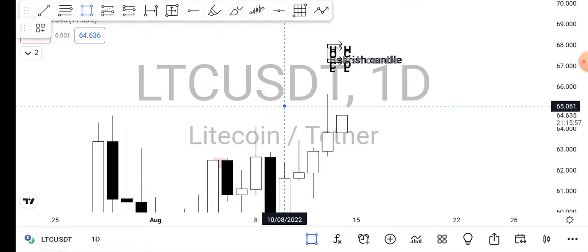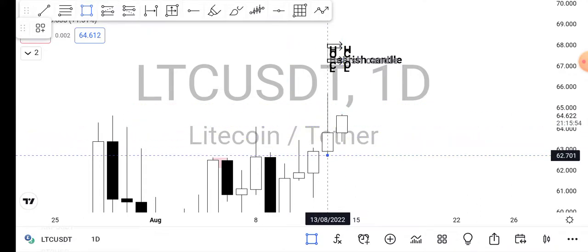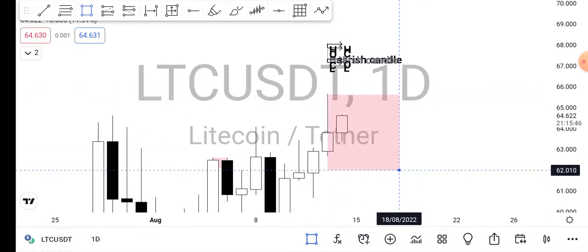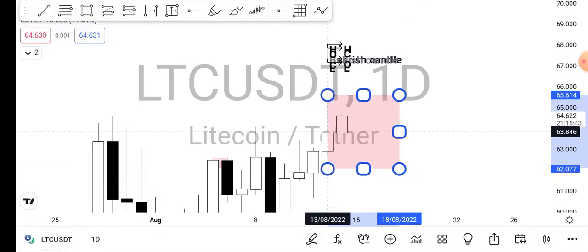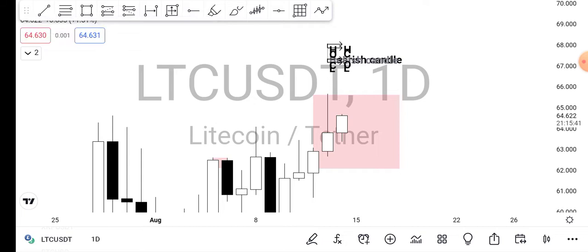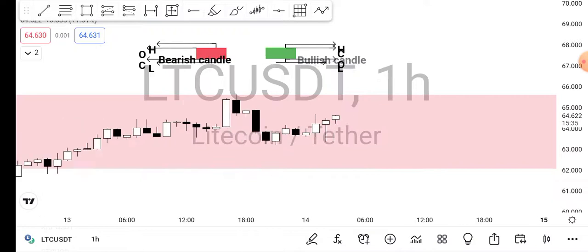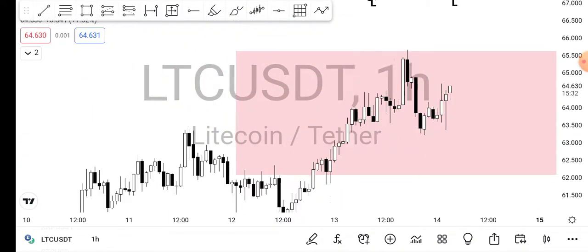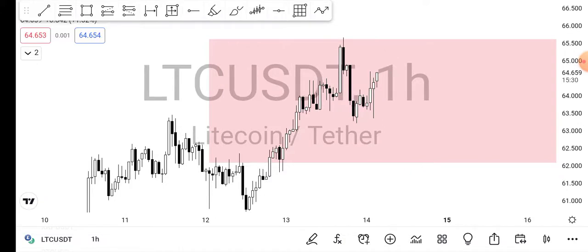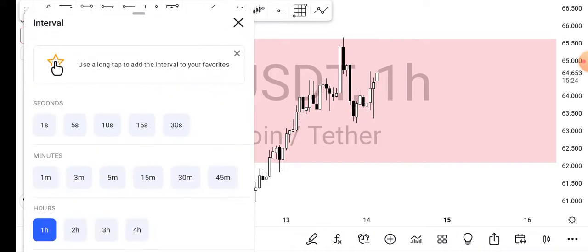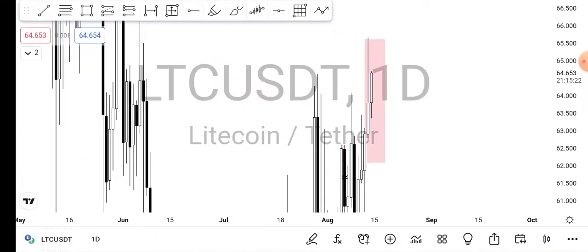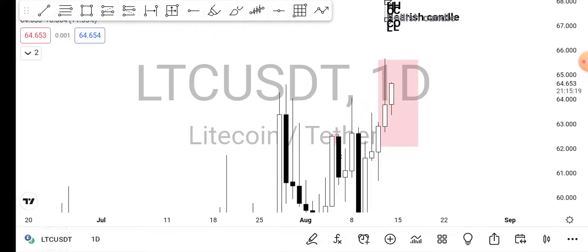So let me show you what I mean. You see, this is the 1 day. Let me highlight these 2 candles and see how many candles it will affect on the 1 hour. You see how I'm highlighting it? Just 2 candles. Let's go down to the 1 hour and see how many candles it will affect for a better explanation. You see the area is affected. So it simply means that all these candles were formed for these 2 candles to be formed on the daily time frame.